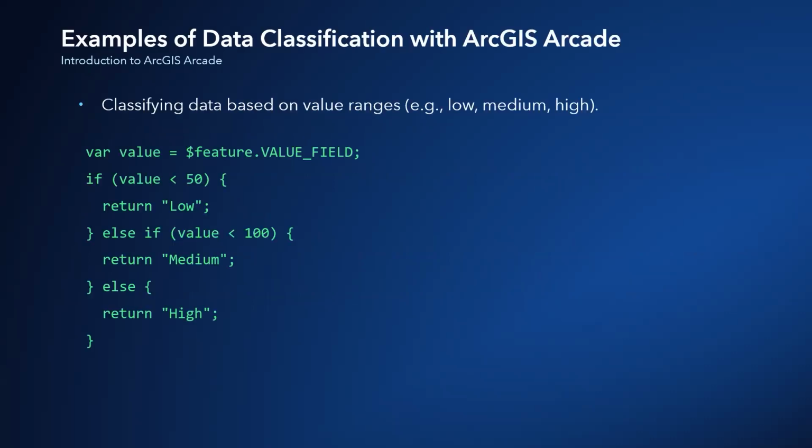So this is an example of value classification based on a single field called value field. And this code is going to use if-else statements to check the value in the field, and then it's going to return the appropriate category based off of the value.